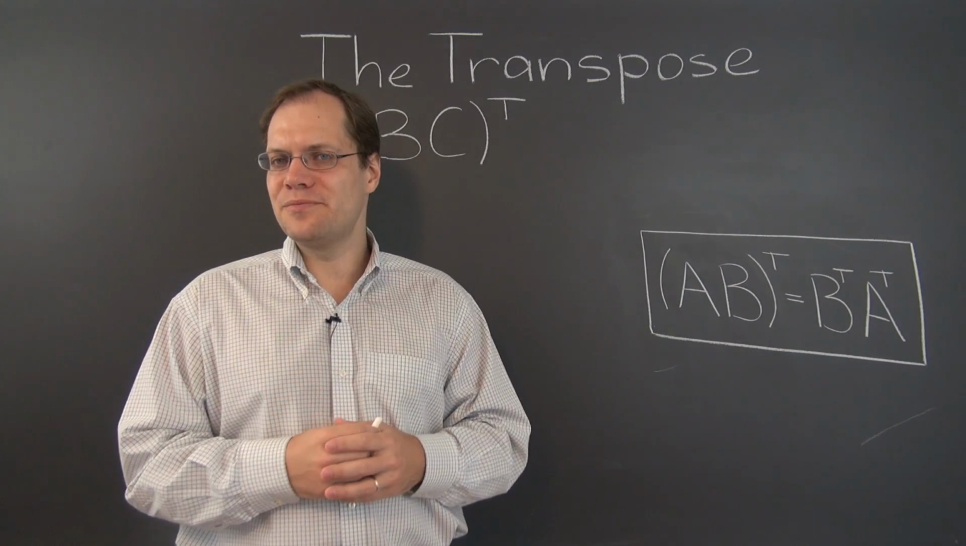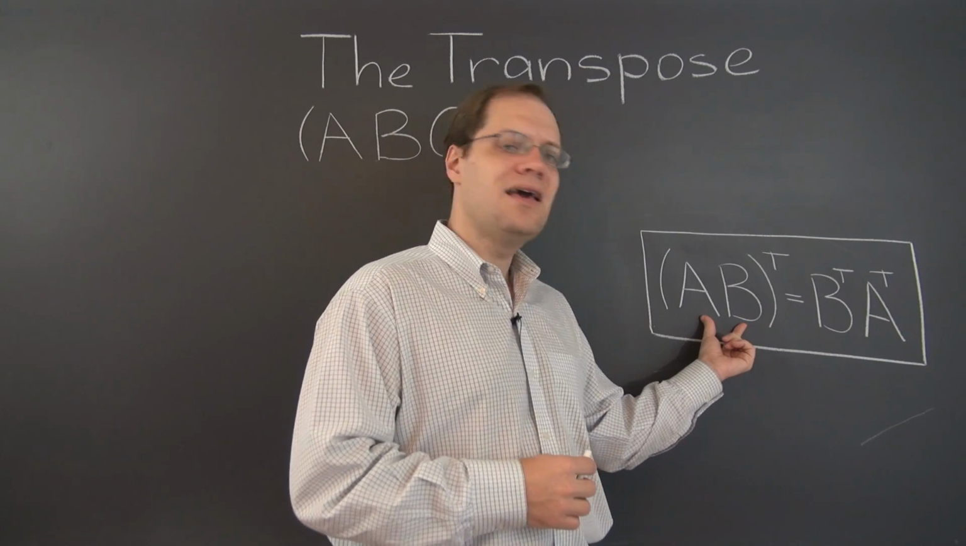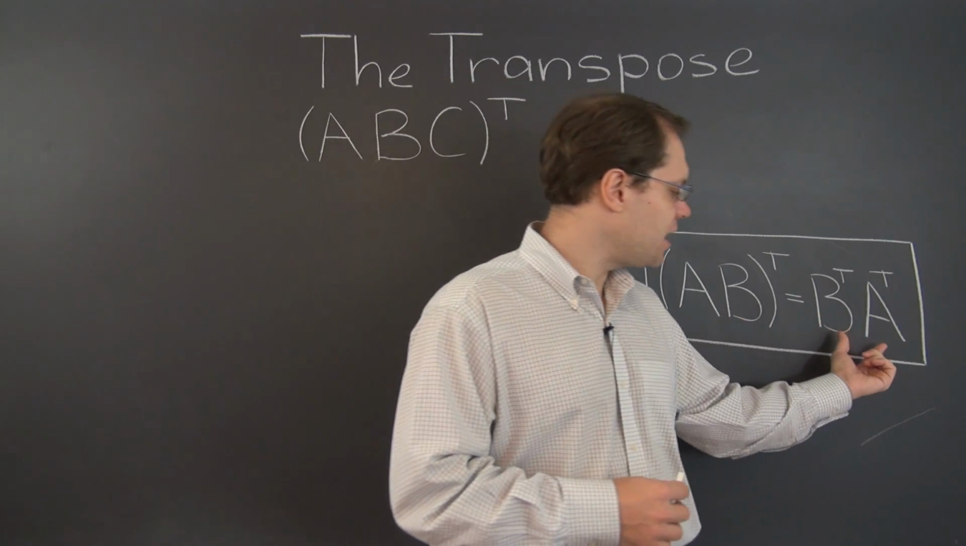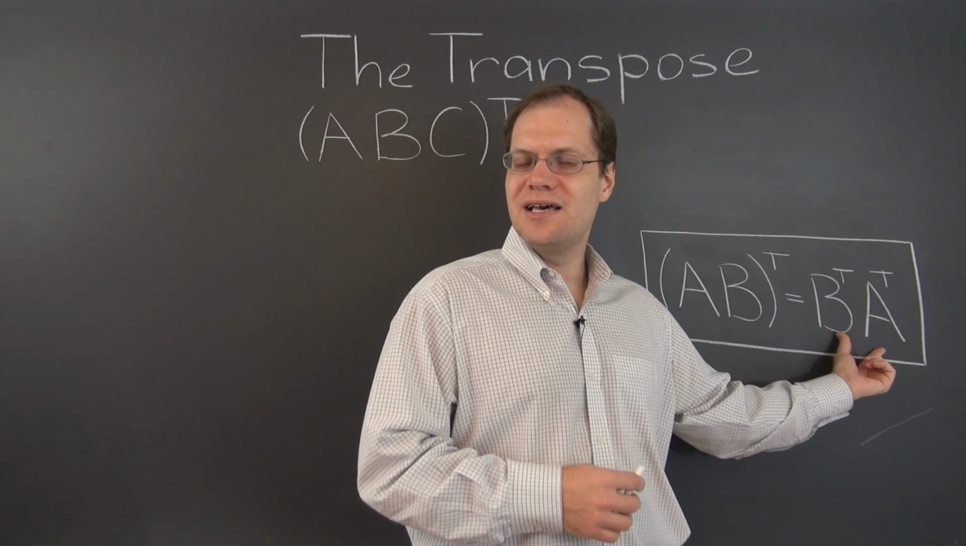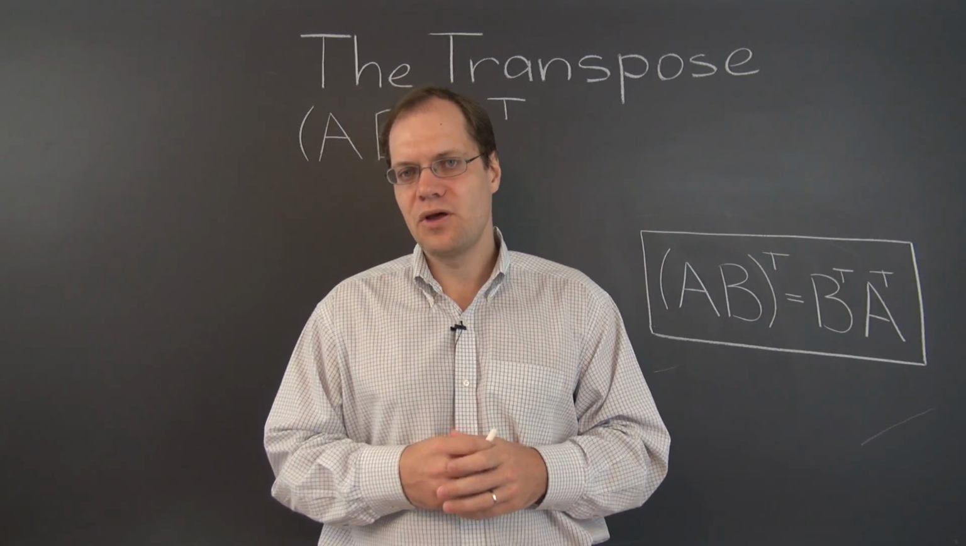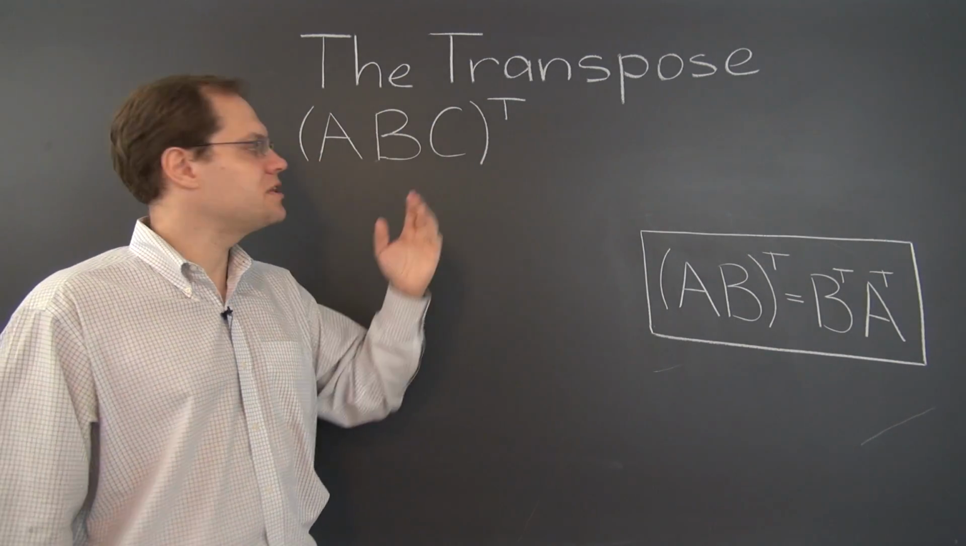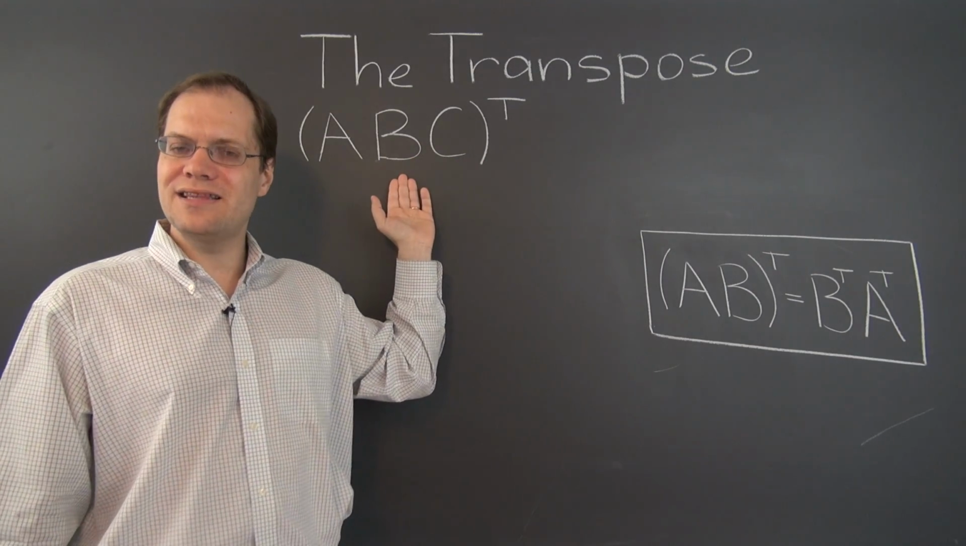In the previous video, we were looking for a way to deal with the transpose of a product. And we discovered that it equals the product of the individual transposes in the opposite order, just like for the inverse operation. But what if the product contains more than two matrices? How do we deal with the transpose of a product like that?